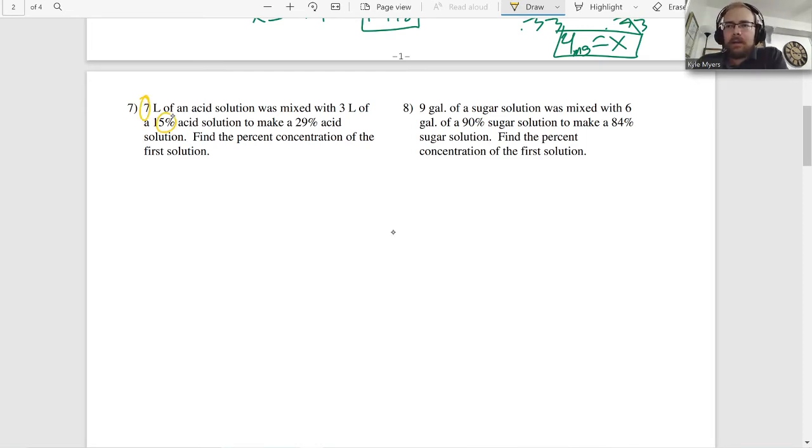All right, so 7. Let's get this done. Mix with 3 liters of 15% acid solution. All right, find the percent concentration of the first solution. Okay, so 7 liters of an acid solution. We don't know what the percent is of that. Mixed with 3 liters of a 15% solution to make, well, 7 and 3, so 10 liters of a 29% acid solution. All right, this one was easier than number 6.